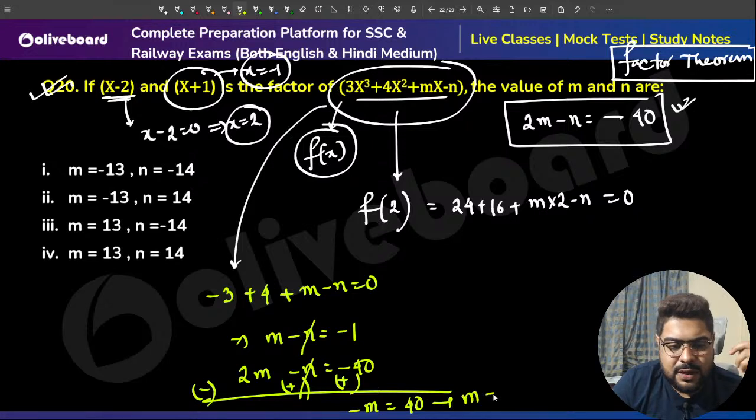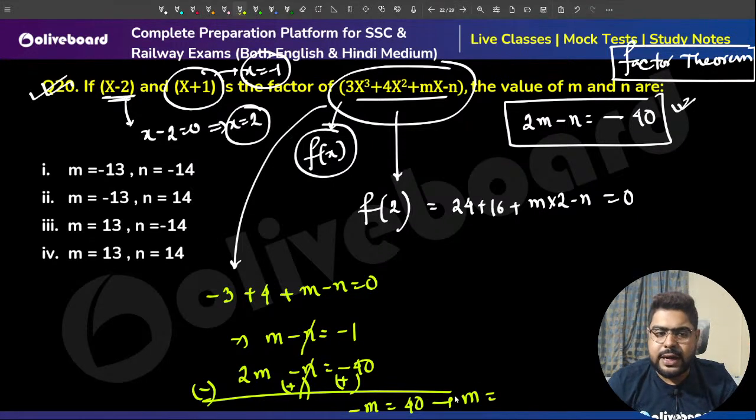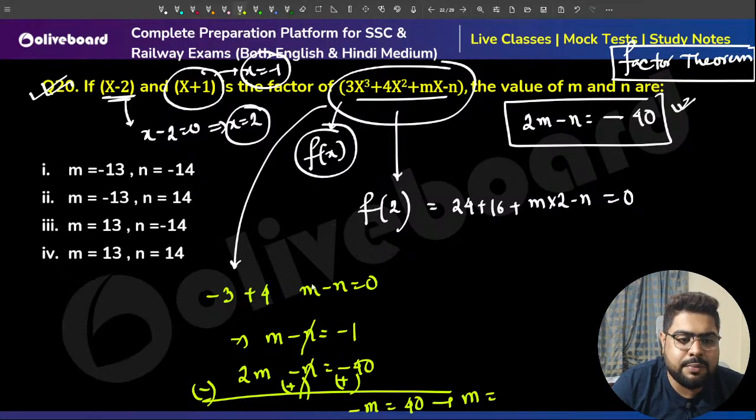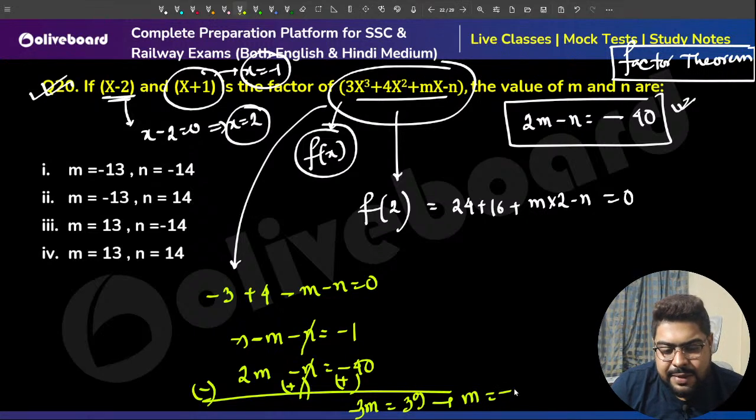m is equal to, sorry, one second. What did I do? I did minus, no? Have I missed anything? Yes, I have missed. Extremely sorry. Minus 1 I'm putting, no? So this will be minus 3m, that is equal to 40 minus 1, that is 39. So m is minus 13.